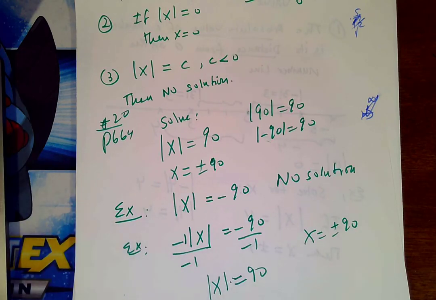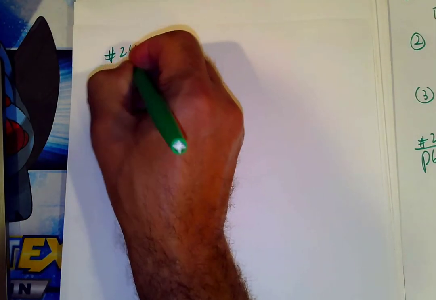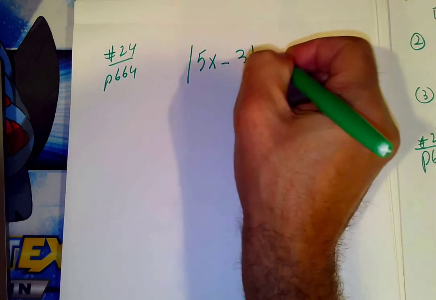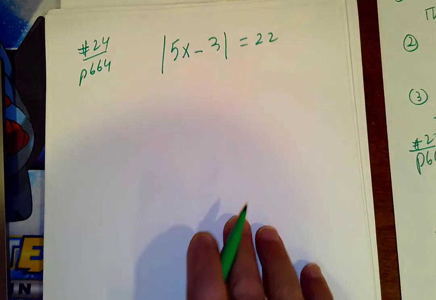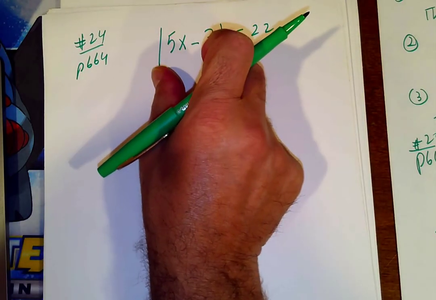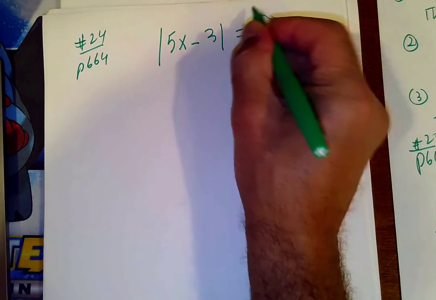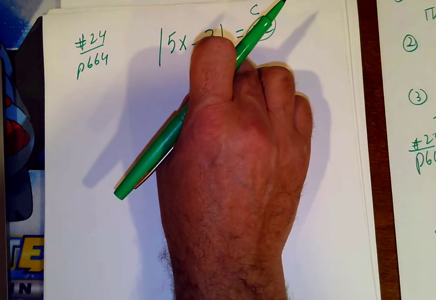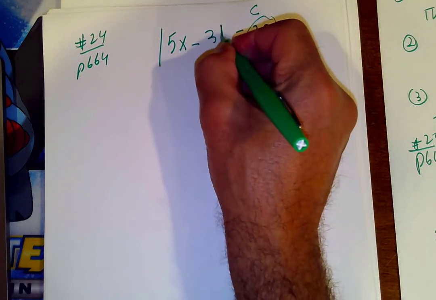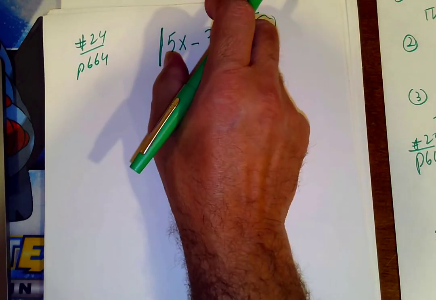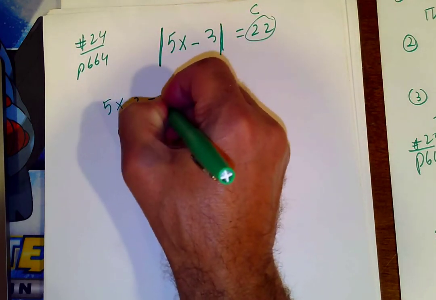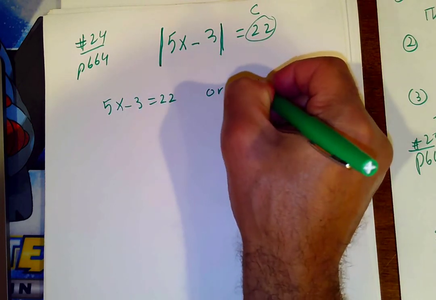Let's go to number 24, page 664. Absolute value of 5x minus 3 equals 22. Again, the absolute value is isolated, and this is c, which is positive, but instead of x, 5x minus 3 is inside the absolute value. So we're looking for the distance. Absolute value is distance from 0. Between 5x minus 3 and 0 is 22. So 5x minus 3 could be either 22 or negative 22.